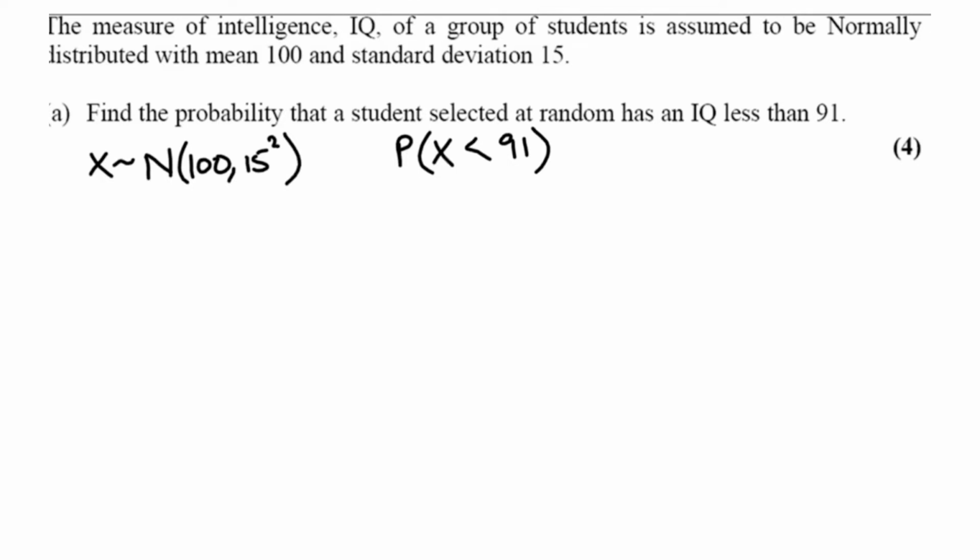91 is smaller than the mean, and I'm finding less than 91. So I'm expecting this probability to be less than 0.5, definitely. That's going to be my first sense check as I go through this question.